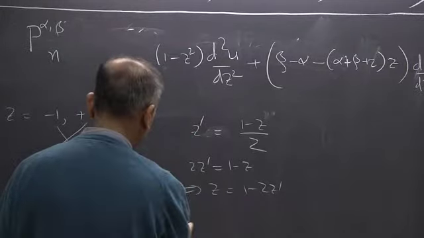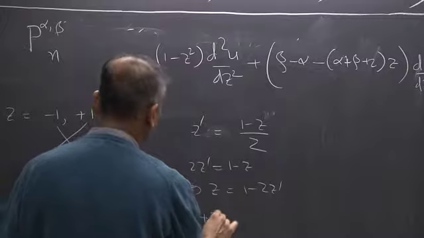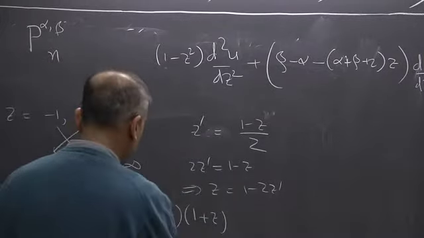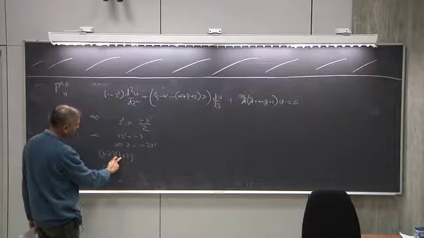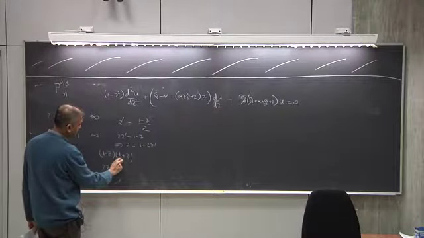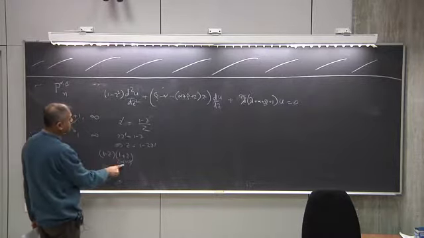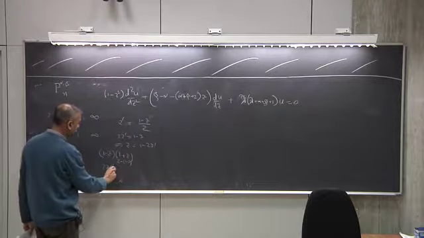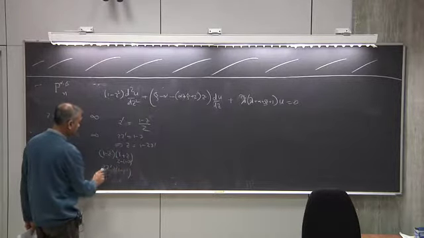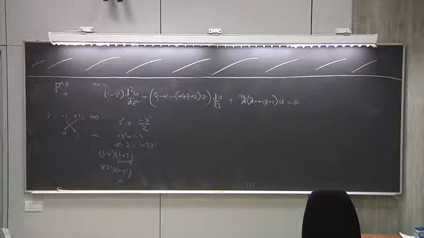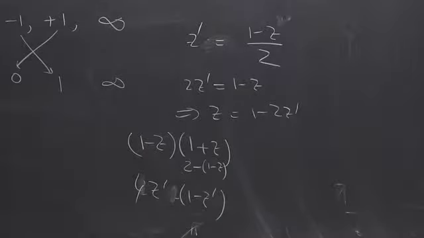actually, why am I doing this? It's 1 minus z times 1 plus z after all, this object, right? So 1 minus z is 2z prime. And what is 1 plus z? 1 plus z is 2 minus 1 minus z, right? So that is 2z prime. So it's 2 times 1 minus z prime, as expected. It should become z prime times 1 minus z prime eventually, right? The two singular points in the z prime coordinate.